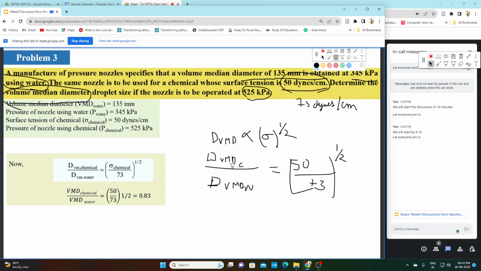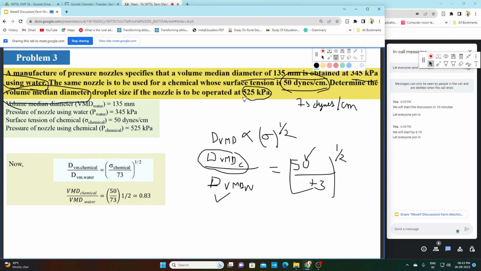By applying this you can calculate the D_VMD of the chemical, because the surface tension of the chemical is already given, that is 50 dynes per centimeter. You know the surface tension of water, that is 73 dynes per centimeter. And the volume median diameter of water is also given, 135 millimeter. So you can get the D_VMD of the chemical. So this you know.